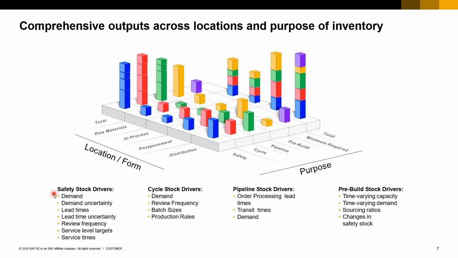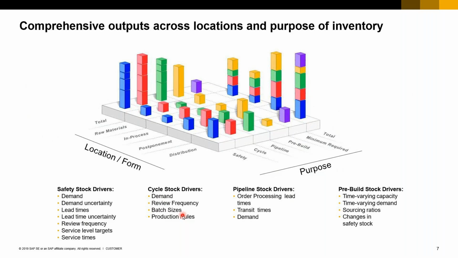And then what is your frequency to order the goods? That is nothing but the review frequency. It is known as the PBR, the period between the reviews. And then you have the target service levels, right? And then you also have the lot sizes and all, which is impacting your cycle stock as well.